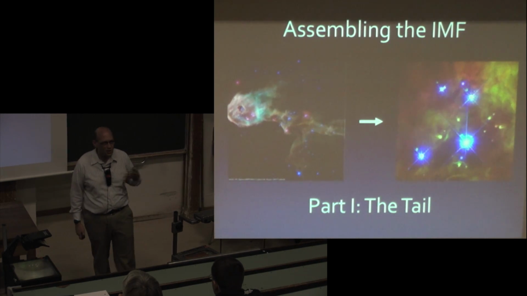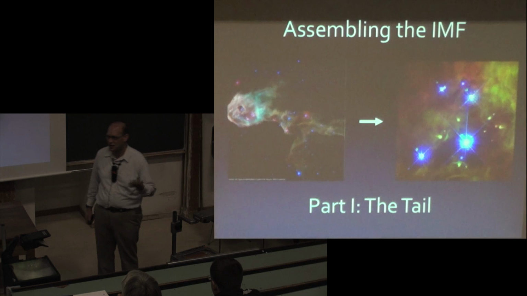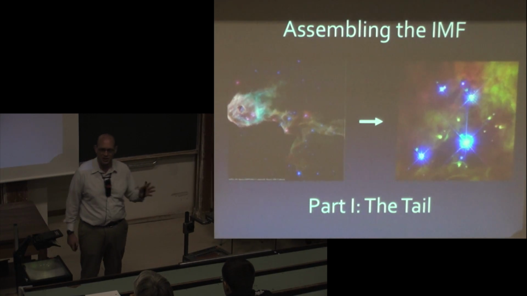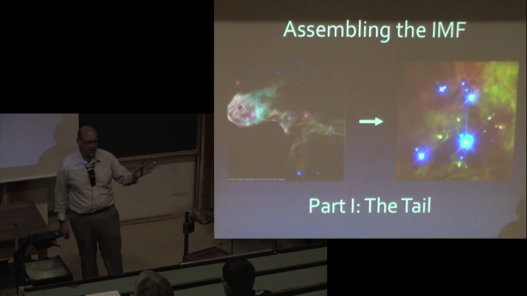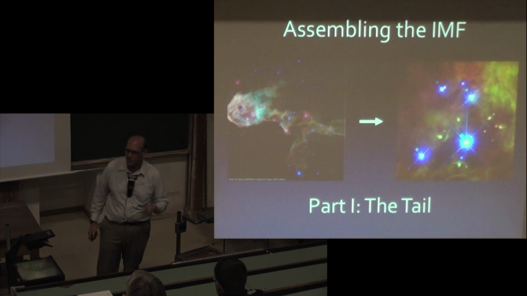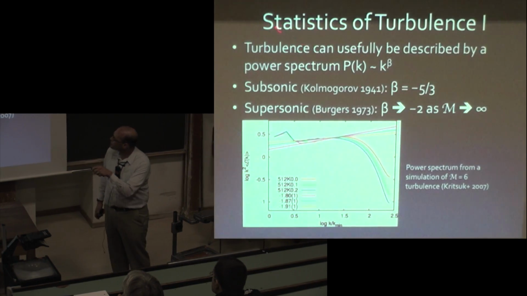A naturally plausible explanation, something that's scale-free, is turbulence. We know that the ISM is extremely turbulent. We know that it is dominated by these supersonic motions that are highly turbulent. Maybe that explains the IMF. So can we make a story out of that? All right, you can try to.